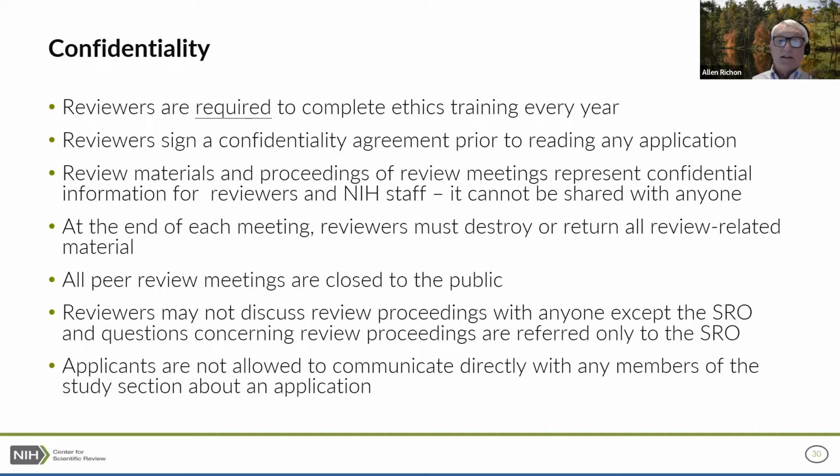Everything else is done. One of the parts of that is that applicants are not permitted to communicate with any member of the study section about applications. They only can contact and discuss the application and what's going on with the SRO or with their program officer. Next slide, please.